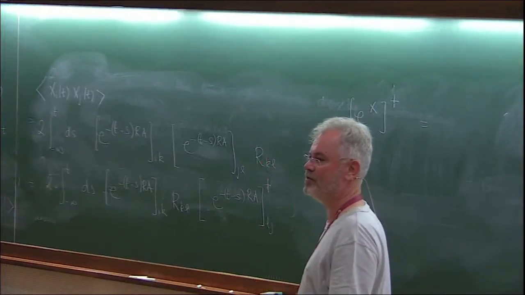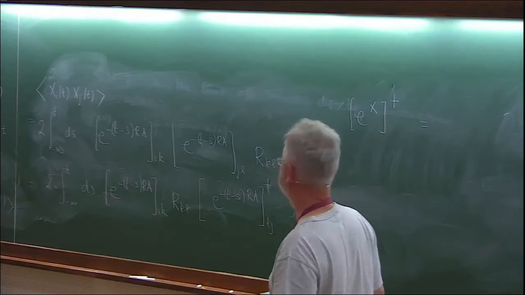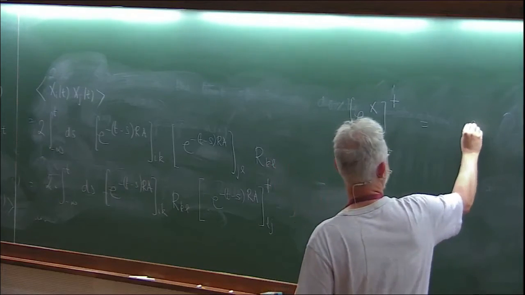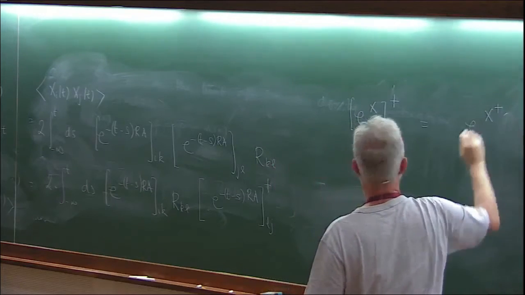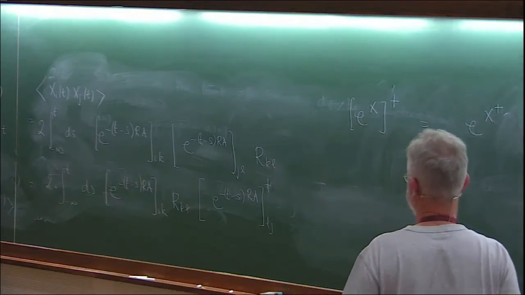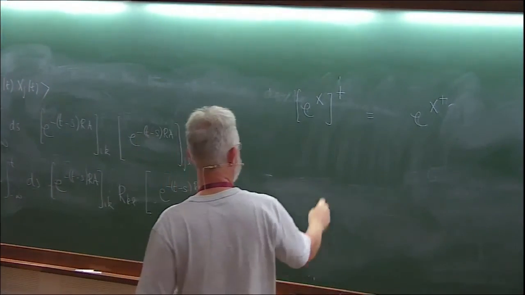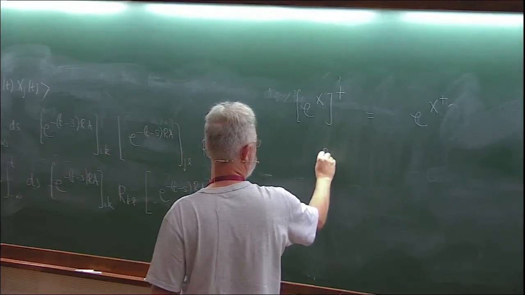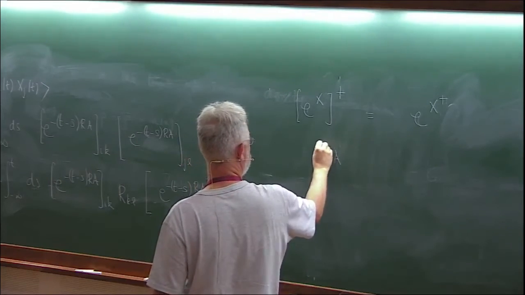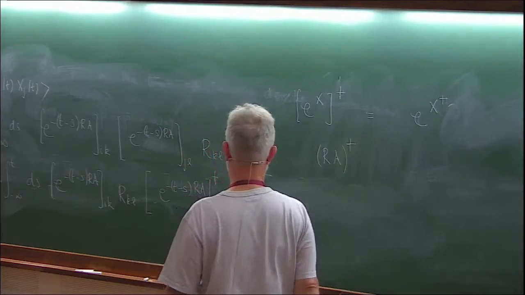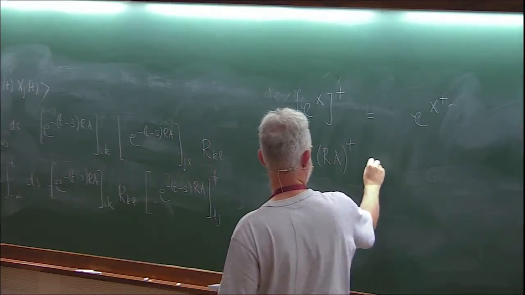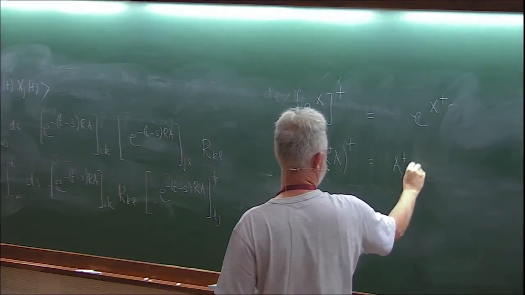Think of it as the transpose for the moment. If I take the transpose, that's just equal to the... So that's the first thing we're going to use. So what is x? Well, x is equal to Ra. So what is the adjoint of Ra? That's equal to A adjoint, R adjoint.